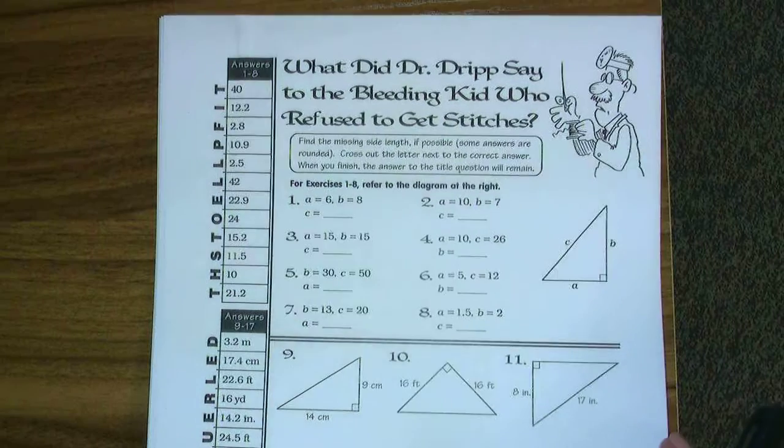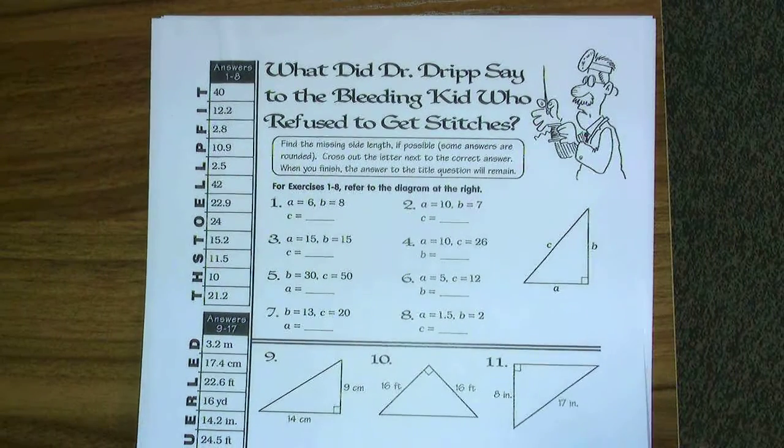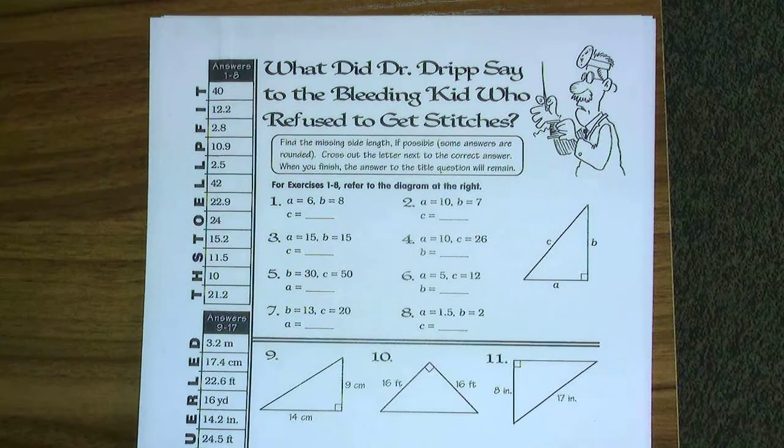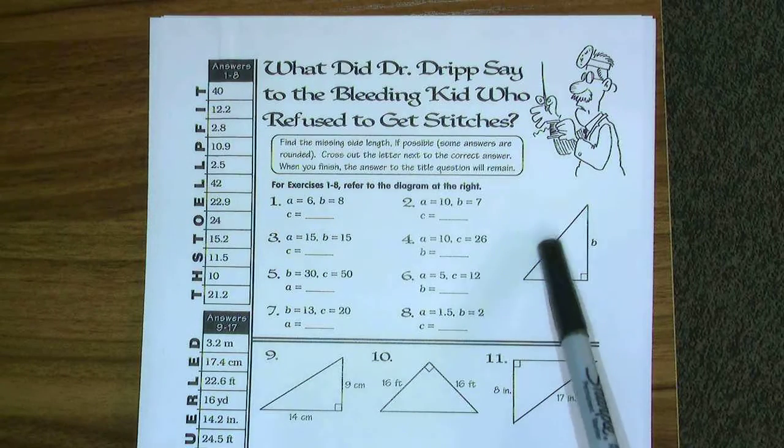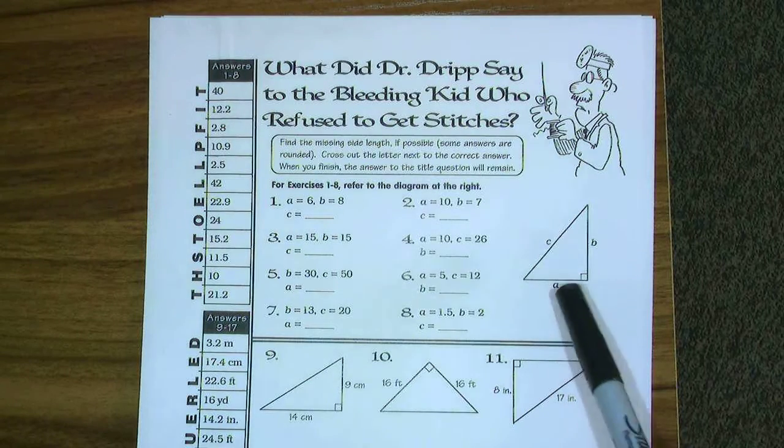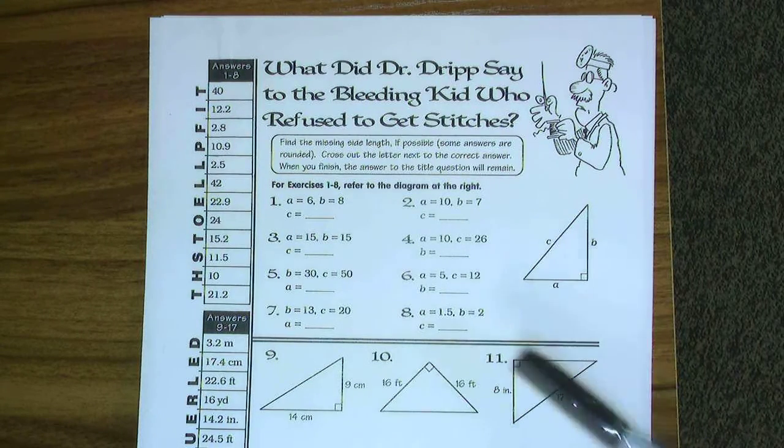Alright, so this is going to be a real quick video on this "What did Dr. Dripp say to the bleeding kid who refused to get stitches" worksheet. It seems like every worksheet, or every time we do problems, they set these triangles up differently, but always seek the long side all the time. So we will look through that.